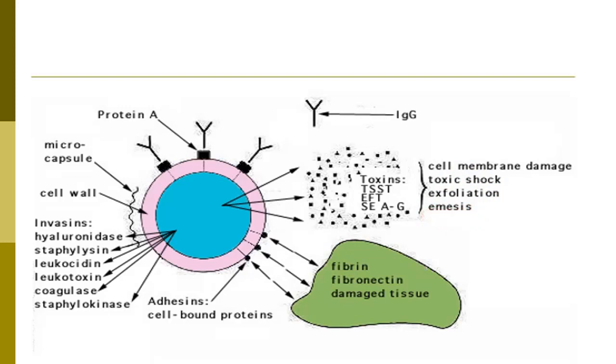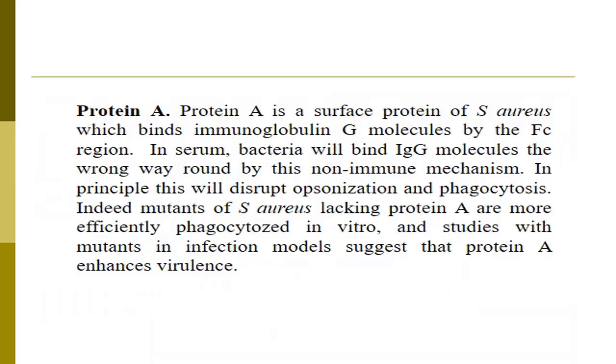These are the virulence factors of Staphylococcus aureus. I will gradually point out the most important virulence factors. Protein A. Protein A is a surface protein of Staphylococcus aureus, which binds to immunoglobulin G molecules by the Fc region, and in serum bacteria will bind to the IgG molecule the wrong way around by this non-immune mechanism. In principle, this will disrupt opsonization.